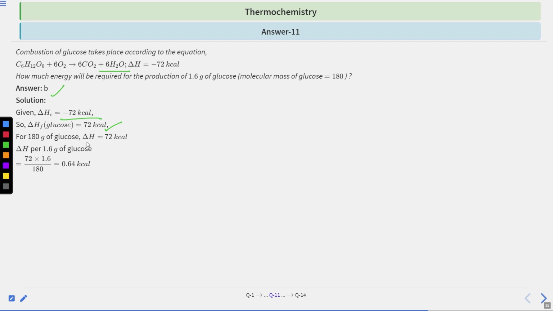So for 180 gram of glucose, del H will be 72 kilocalorie, right? Because 1 mole is forming from this reaction. So 1 mole is 180 gram. So for 180 gram of glucose, the enthalpy change is 72 kilocalorie. So for 1.6 gram of glucose, the enthalpy change will be 72 multiplied by 1.6 divided by the molecular mass 180. And it is coming out as 0.64 kilocalorie. So correct answer will be B option.